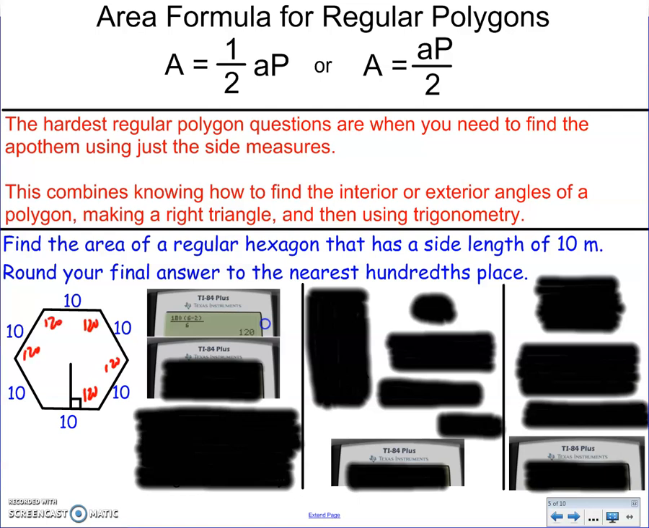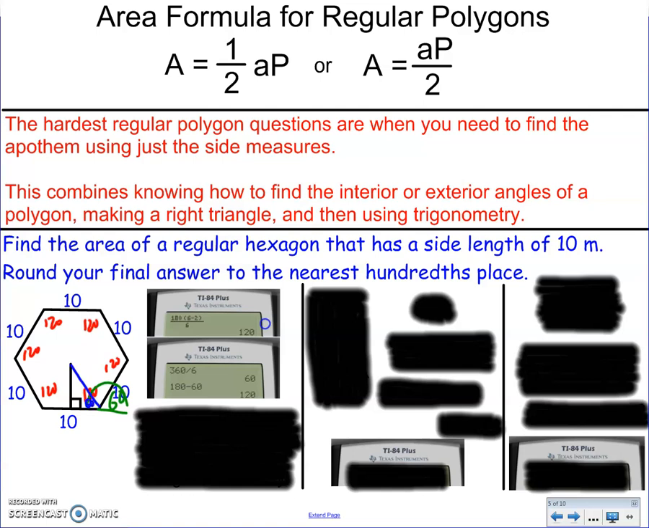One other option you could do is find the exterior angle. So 360 over n to get 60, and then do a linear pair. So you could have found 60 here. I could have done 60 here, and then done a linear pair at 120. But then you have to cut this angle in half. So now I'm going to cut this angle in half, so half of 120 makes 60.